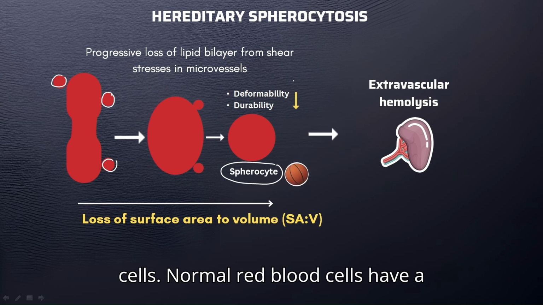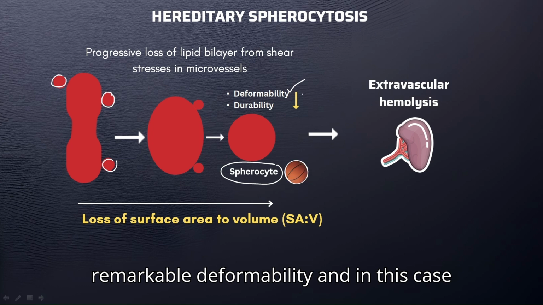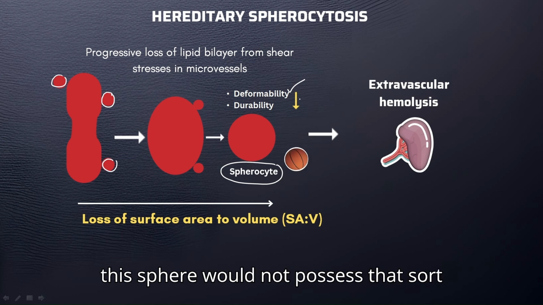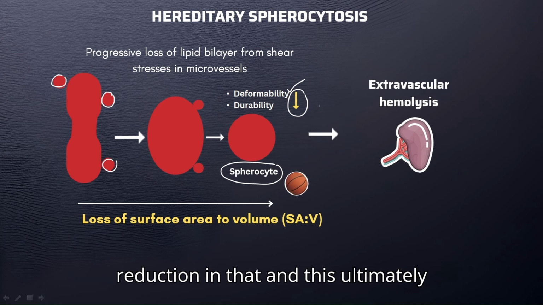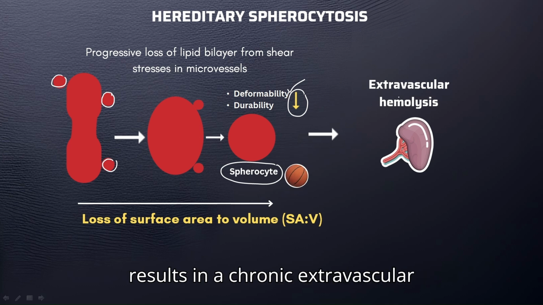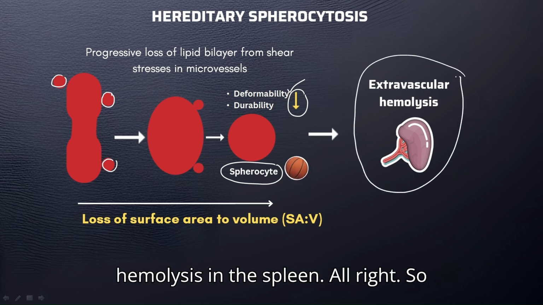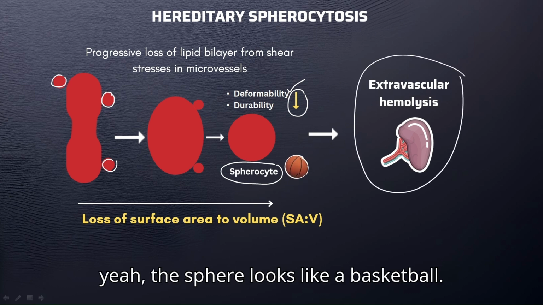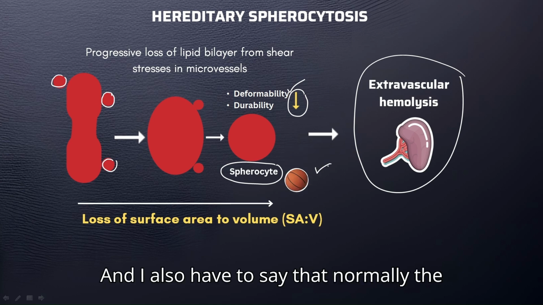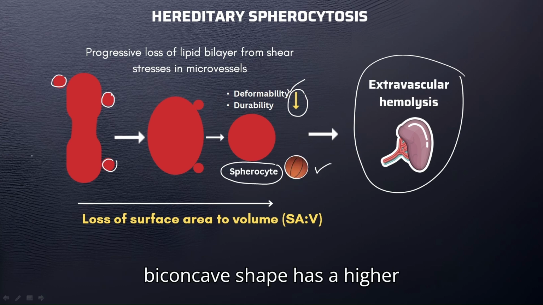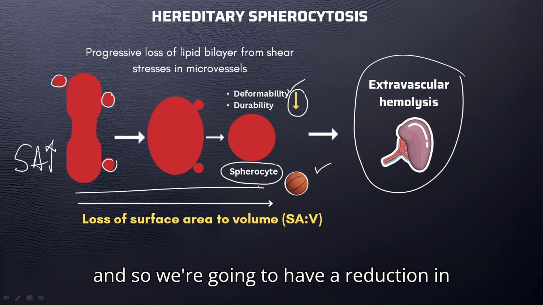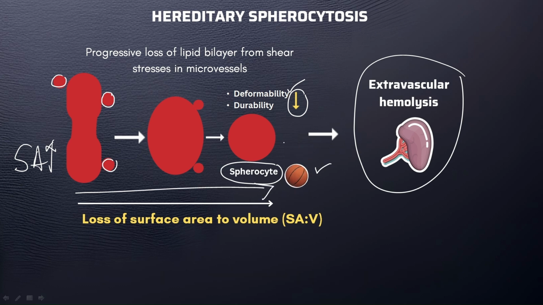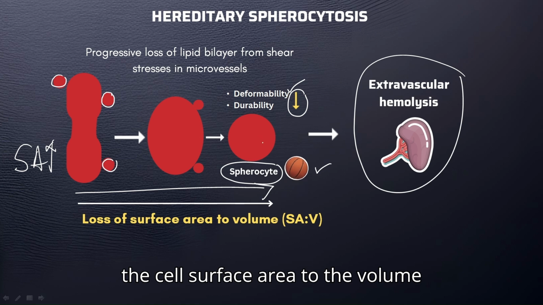Normal red blood cells have a remarkable deformability. And in this case, this sphere would not possess that sort of deformability. There's going to be a reduction in that. And this ultimately results in a chronic extravascular hemolysis in the spleen. All right. So yeah, the sphere looks like a basketball. And I also have to say that normally the biconcave shape has a higher surface area compared to that of a sphere. And so we're going to have a reduction, okay, in the cell surface area to volume ratio.